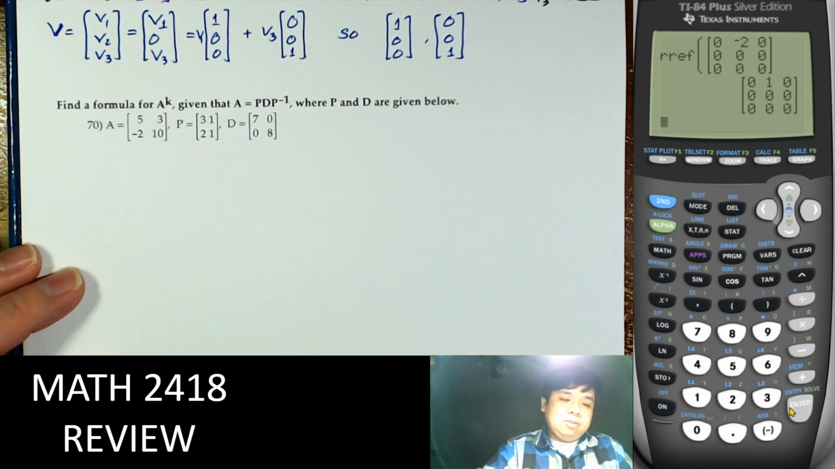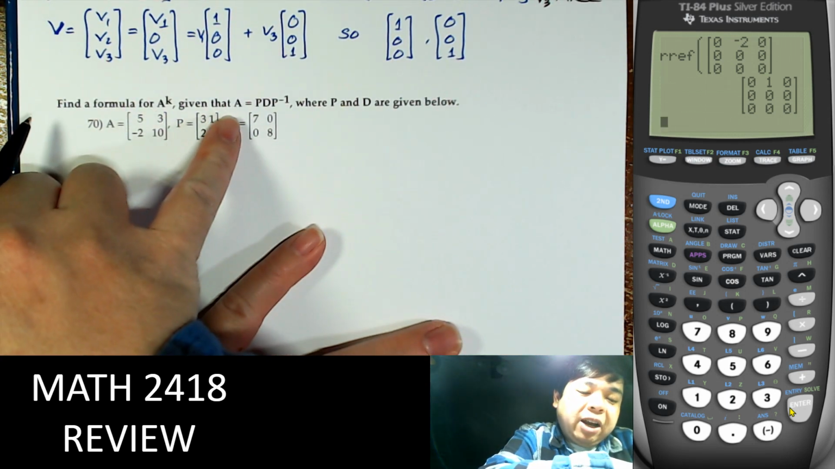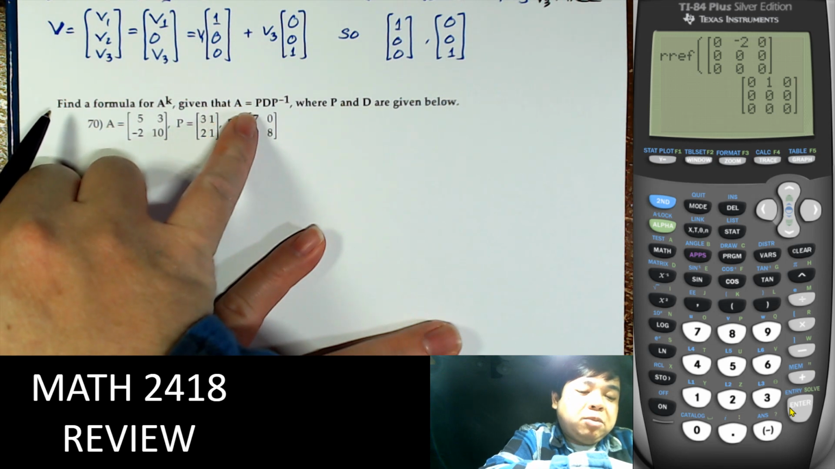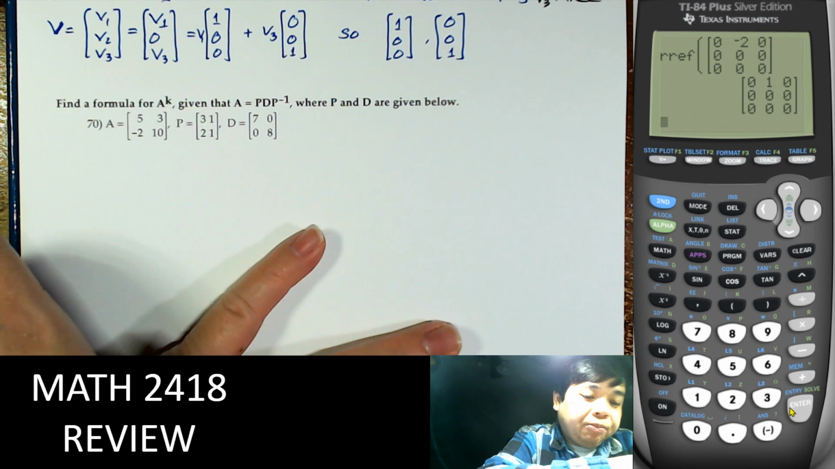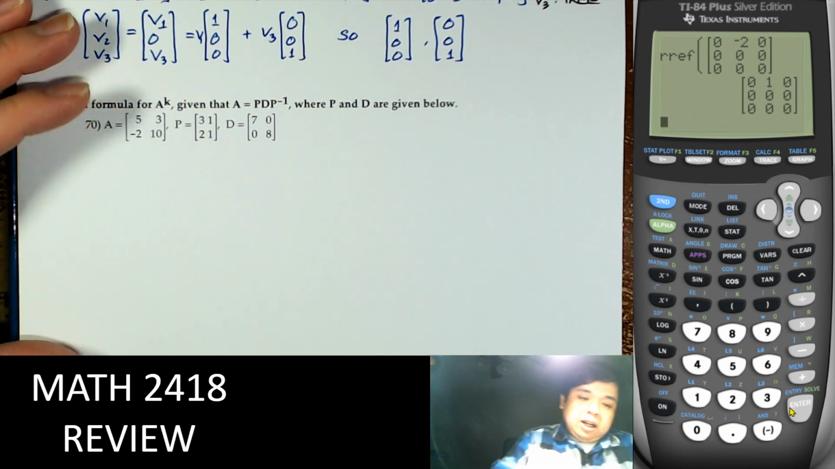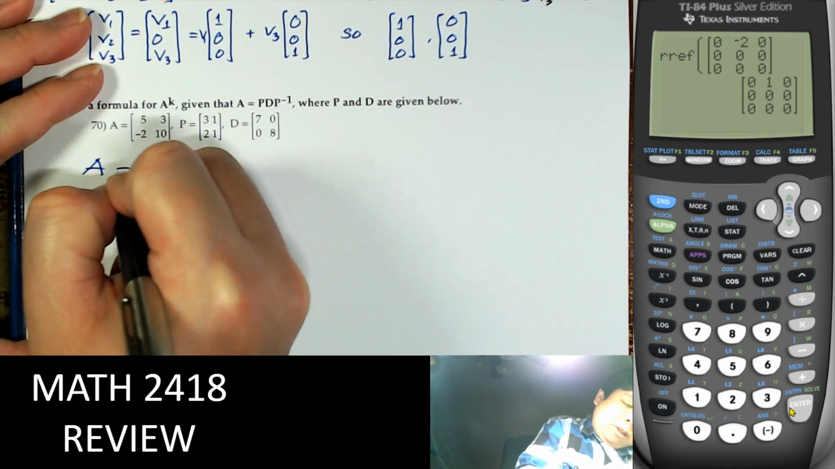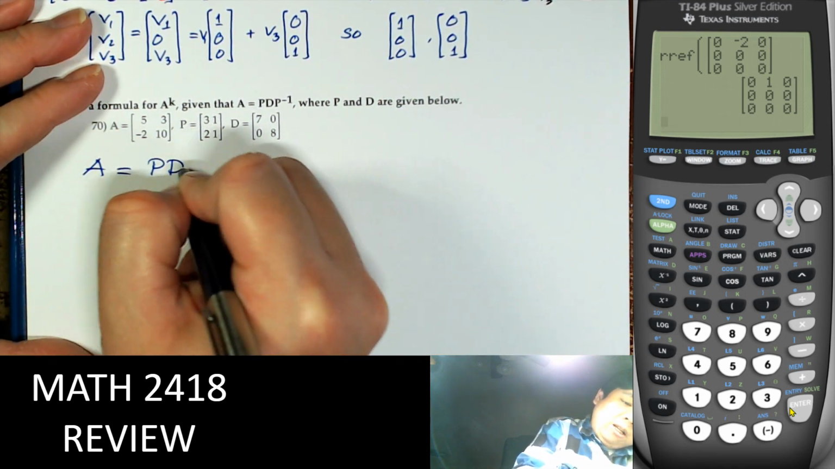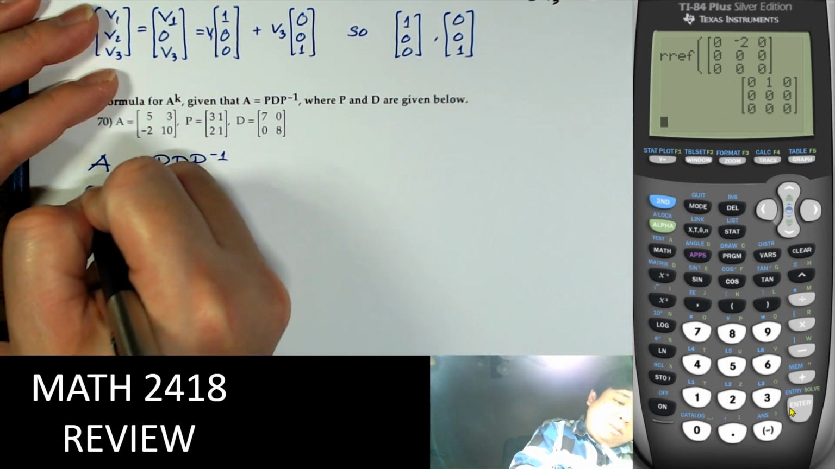Right, next. Find the formula for A to the k given that A can be decomposed as P D P inverse, where P and D are given as follows. Right, so simple enough. So let's say we have A equal to P D P inverse. Now what we want is A to the k power.